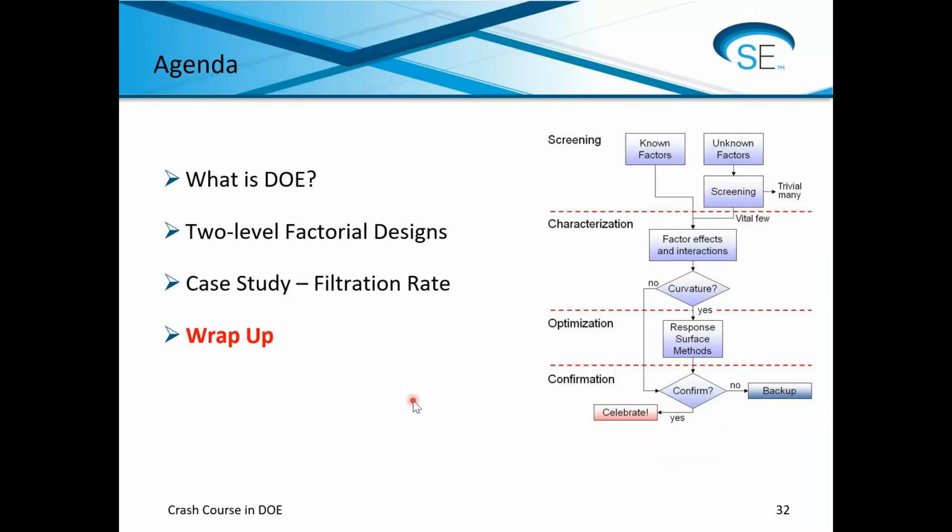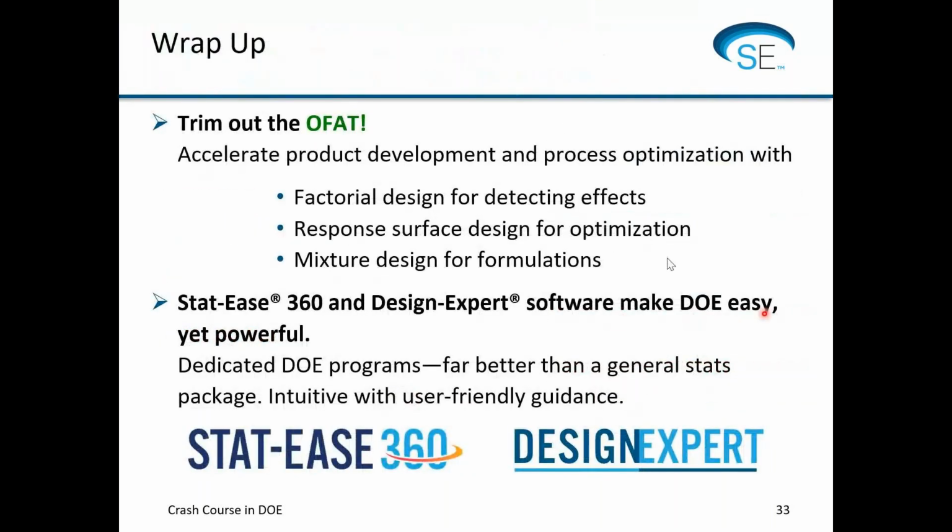Wrapping this up then, we really want to get away from one factor at a time, and we want to start capitalizing on effective and efficient DOE. That's really the way to go. We have factorial designs for detecting effects. We have response surface for optimization. We also have mixtures. Our software is really focused specifically on design of experiments. That's our bag of tricks. That's what we really focus on.